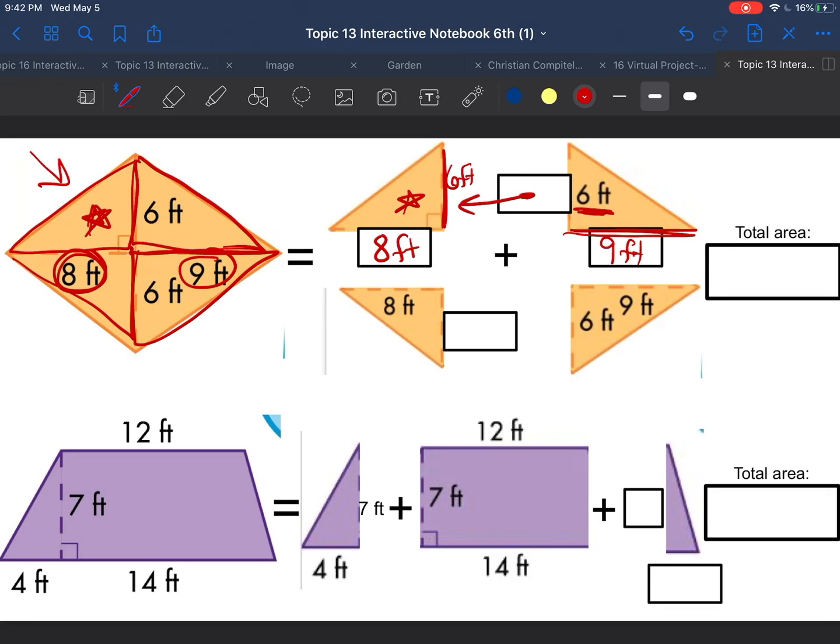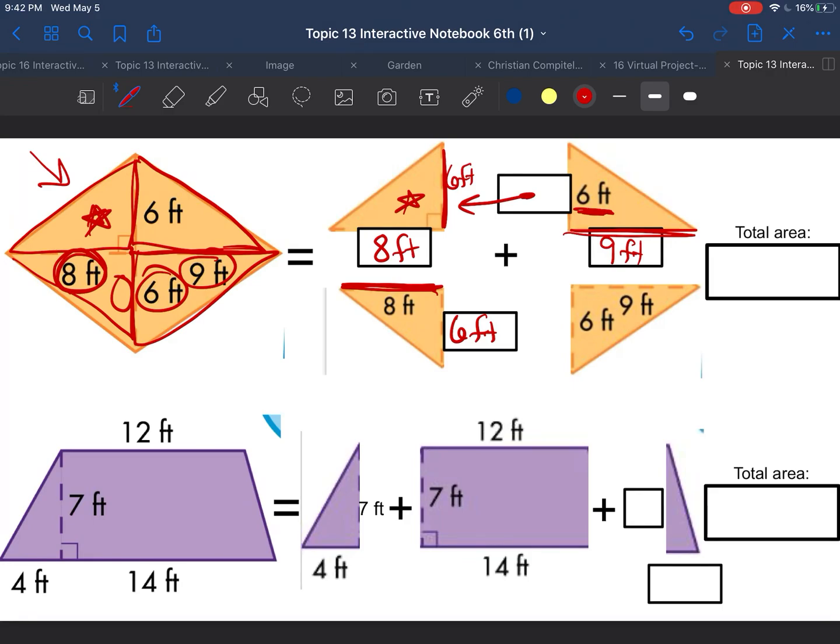Okay, so we just want to find the base and the height of each triangle. This height is 8. And if this is 6 over here, then that means that over here is also 6. So now we have the base and the height of every single triangle, so we can find the area of all of them.